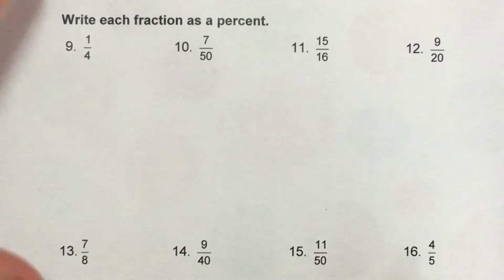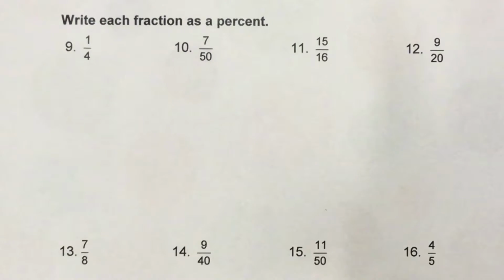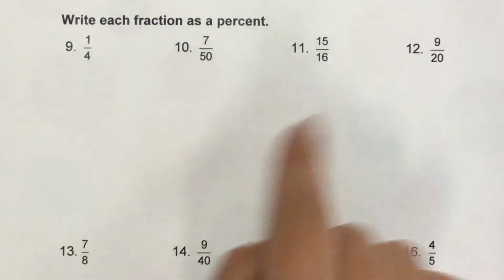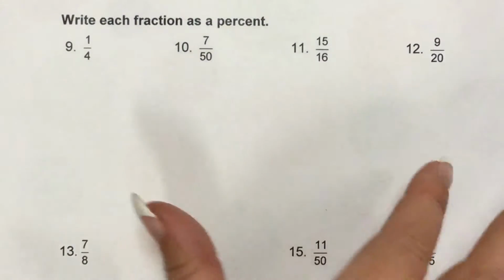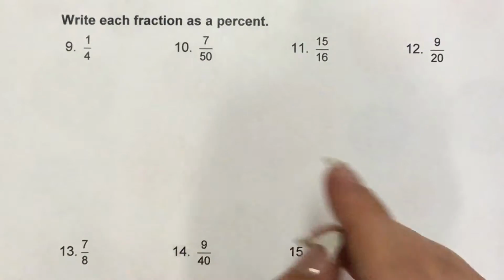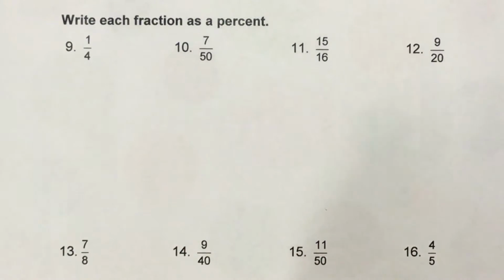Write each fraction as a percent. So I'm going to go ahead and work out 9, 10, 11, and 12. We're going to do those together, and then I'm going to have you do 13, 14, 15, and 16 on your own. So we talked about a lot of different methods for how to do these. I'm going to choose the method that is going to be easiest for myself, okay?